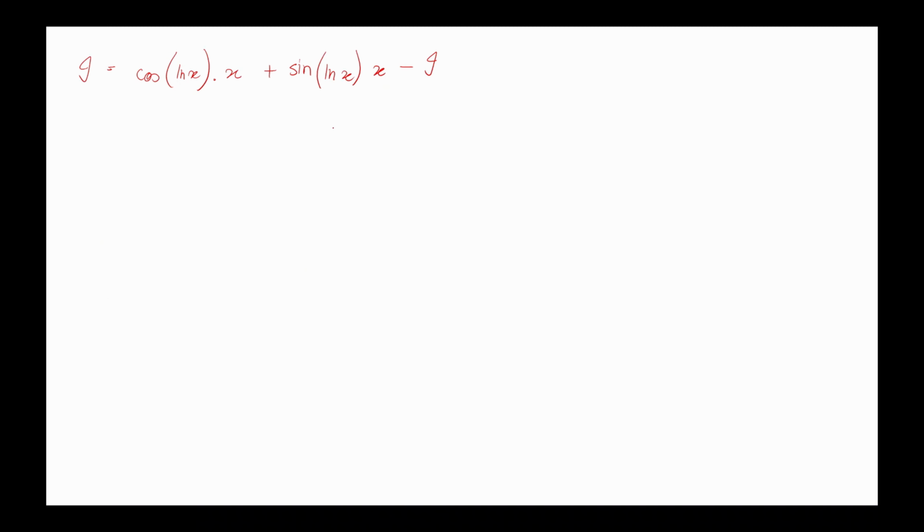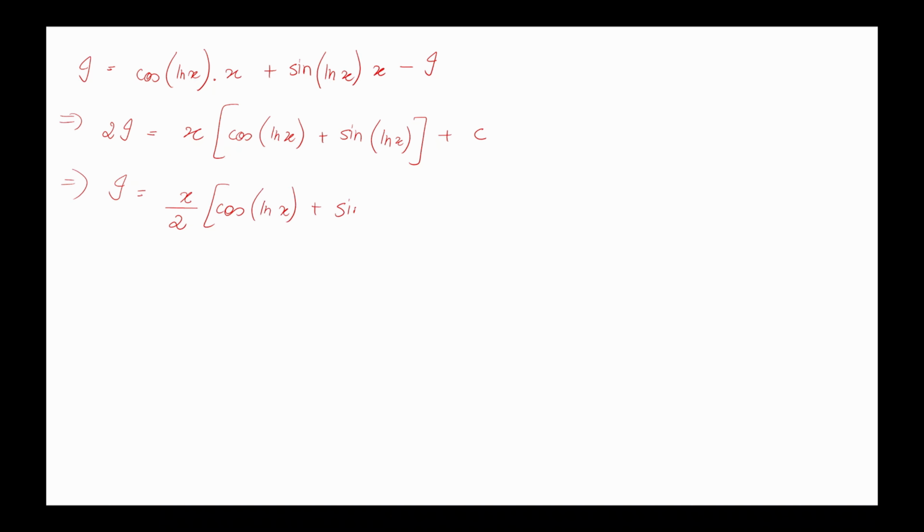So I hope you are understanding how I'm doing this thing. So now what I can do is I can simply take this I to the other side. I would have 2I is equals to x taken common, cos of ln x plus sine of ln x, and I would have a constant of multiplication here as well. And what was I trying to find out? I was finding out my I, right? So it would simply become x by 2 into cos of ln x plus sine of ln x plus c. So this is my answer. This is the exact integration that I was trying to find out.